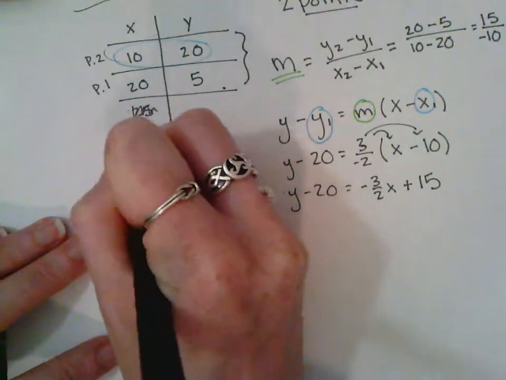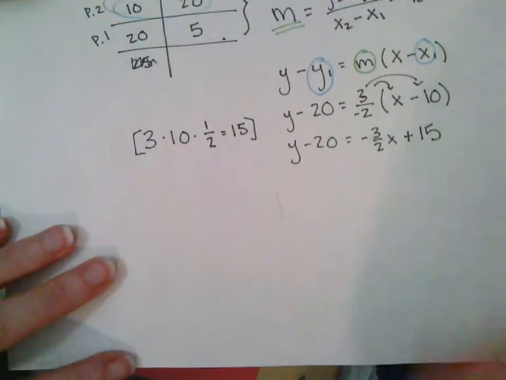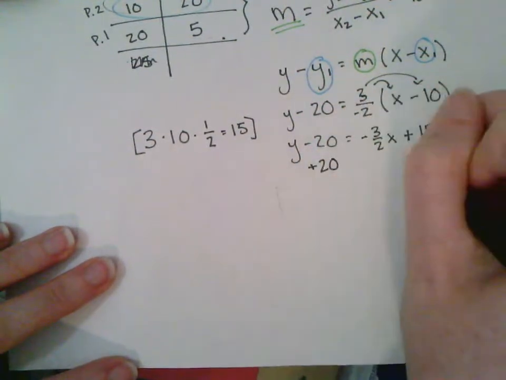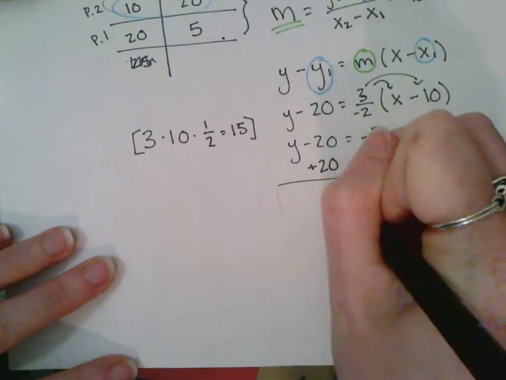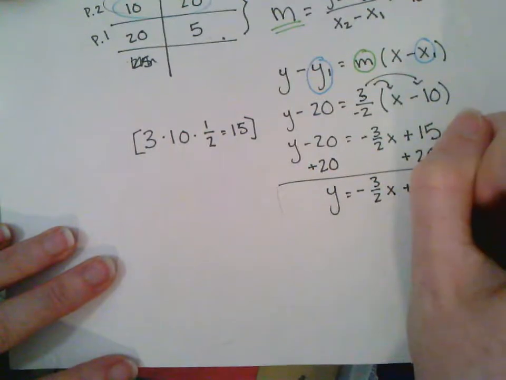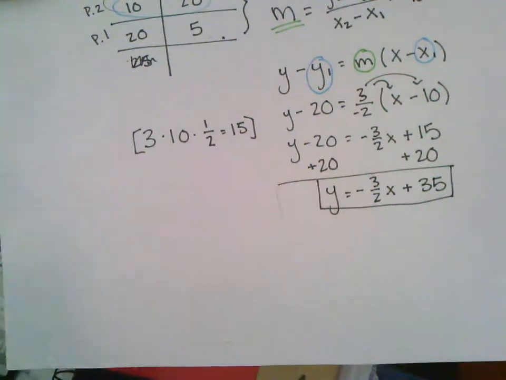This is a little offshoot of what that distribution step was doing here. Last thing, we always want to isolate our y variable. So we're going to add that 20 to both sides. So y is equal to negative 3/2 x plus 35. That would be our final answer for this one.